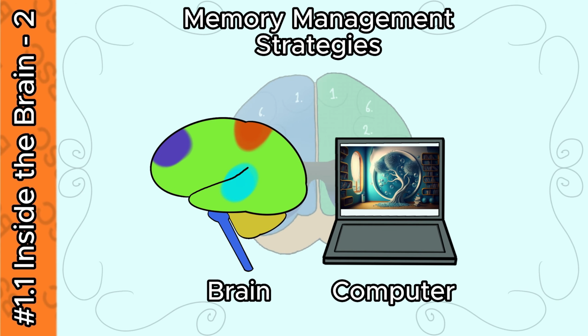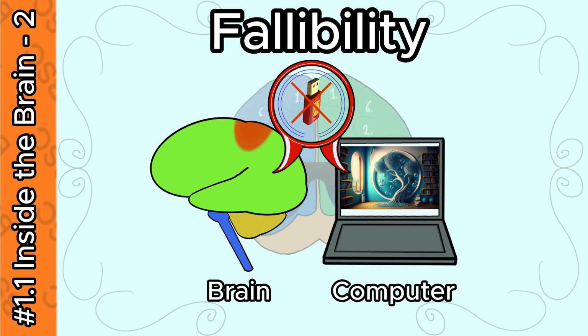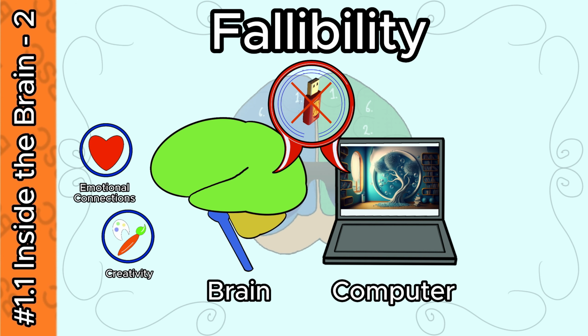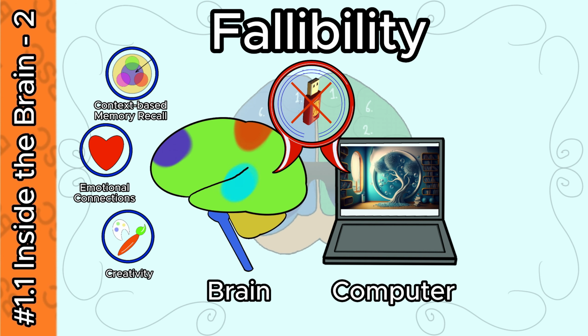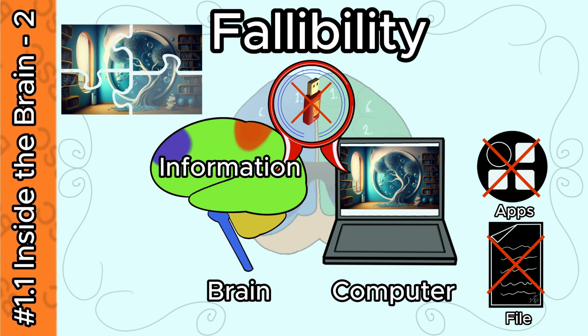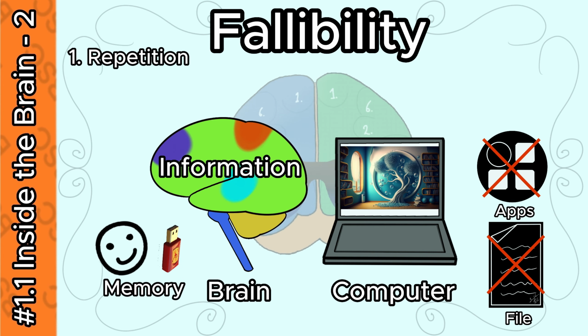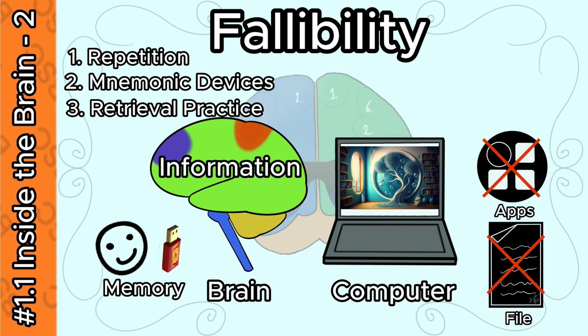Now, let us acknowledge both computer memory and human memory can experience fallibility. Our brain possesses unique strengths such as creativity, emotional connections, and context-based memory recall, qualities that computers cannot replicate. This means when some information is lost from a computer, an application or file gets corrupted and will not open. Whereas our brain covers up this missing information beautifully, and we never realize that we are missing information from the recalled memory. But fear not, we can enhance our memory through techniques like repetition, mnemonic devices, and retrieval practices, unleashing the full potential of our remarkable memory system.